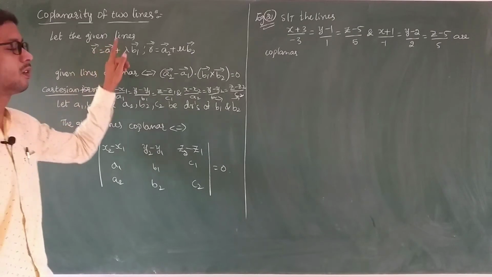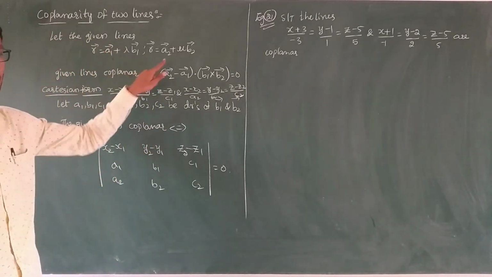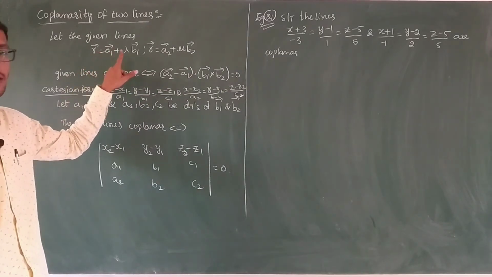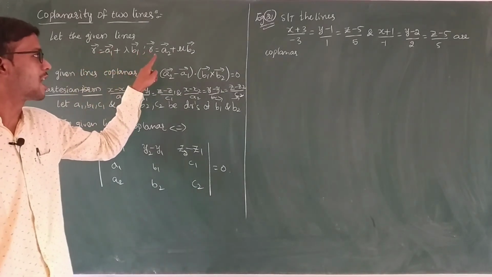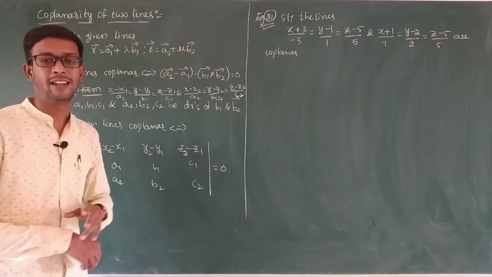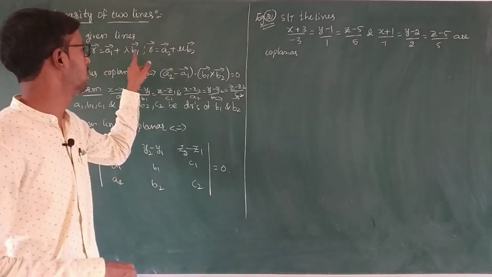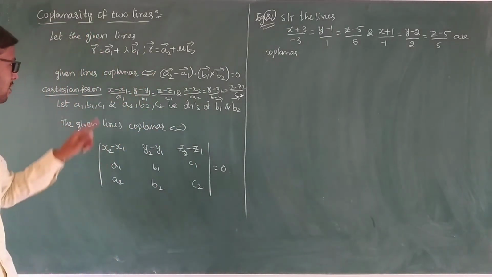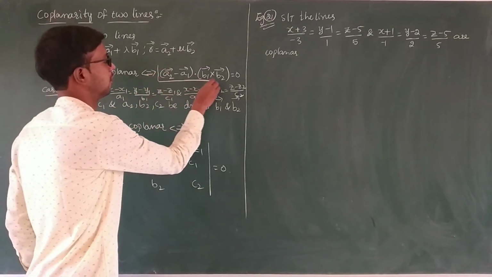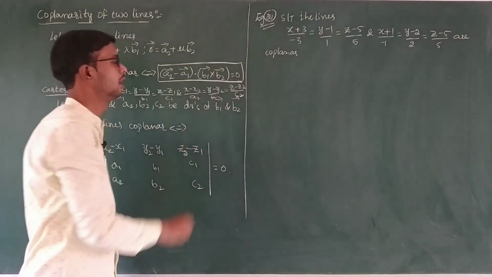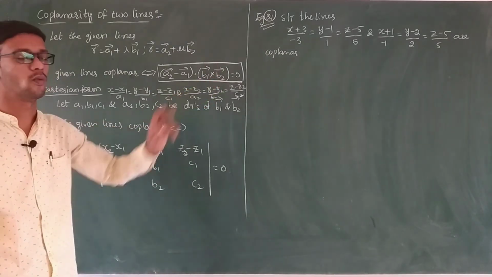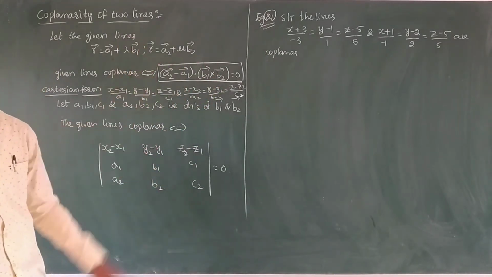So let the given lines in vector form be r bar equal to a1 bar plus lambda b1 bar, and r bar equal to a2 bar plus mu into b2 bar. We discussed in lines: passing through a point and parallel to a vector. Two different lines are given. The given lines are coplanar if and only if this condition is satisfied: (a2 bar minus a1 bar) dot (b1 bar cross b2 bar) equal to 0. If we get 0, the two lines are coplanar.